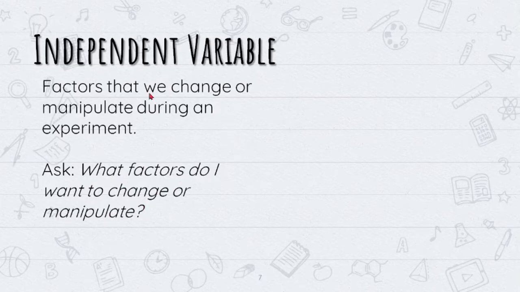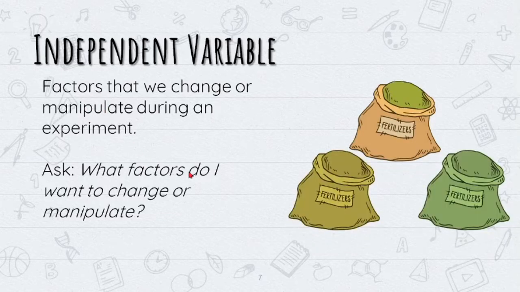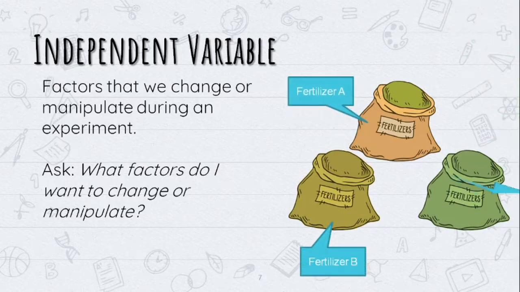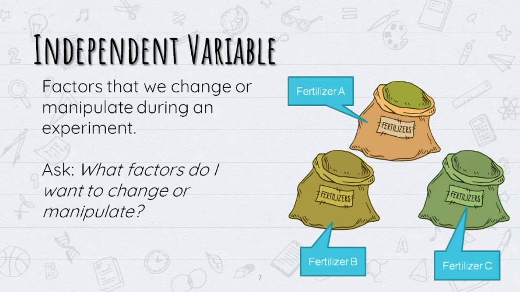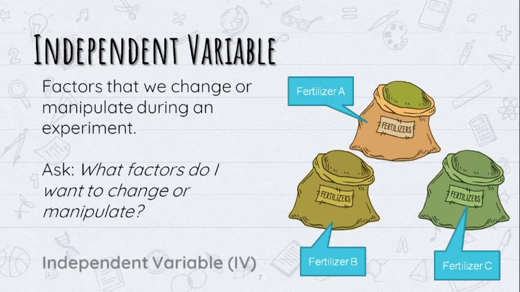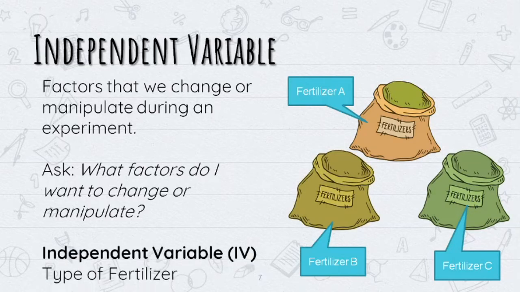In identifying independent variable, you should focus on the things that you want to change or manipulate. Based on our situation, in which we are going to identify which fertilizer is the best for plant growth, obviously the factor that we want to change or manipulate, or the thing that we want to use during the experiment, is the type of fertilizer, whether it will be fertilizer A, fertilizer B, or fertilizer C.